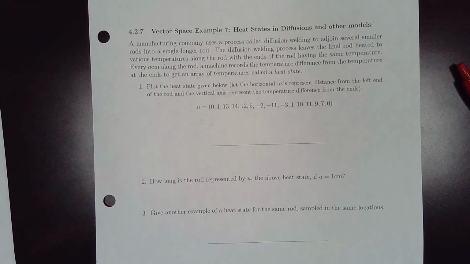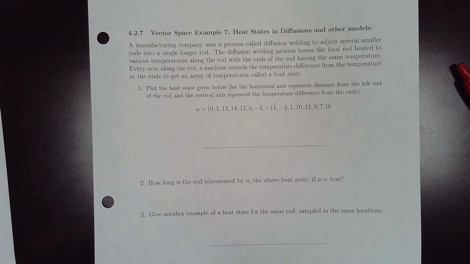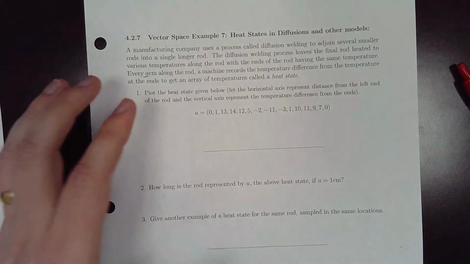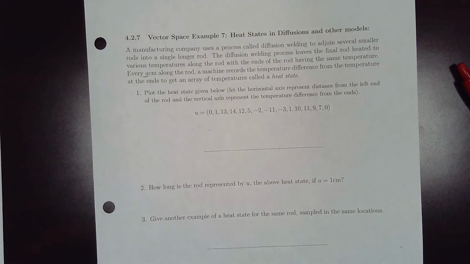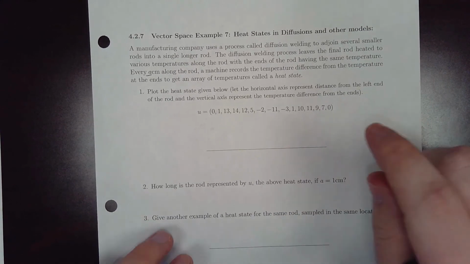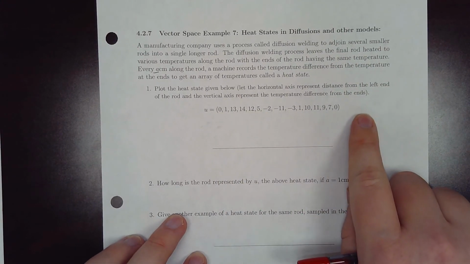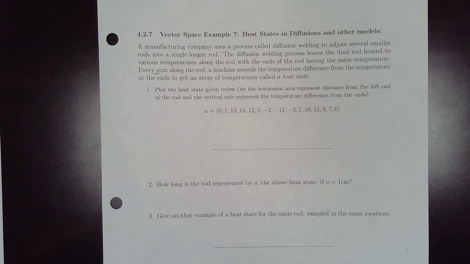So a manufacturing company uses a process called diffusion welding to adjoin several smaller rods into a single longer rod. The diffusion welding process leaves the final rod heated at various temperatures along the rod, with the ends having the same temperature. So every A centimeters along the rod, so depending on how far we're talking about, the machine records the temperature difference from the temperature at the ends to get an array of temperatures called a heat state. So we want to go ahead and plot these different values in order to look at what a heat state would be and kind of visualize it.